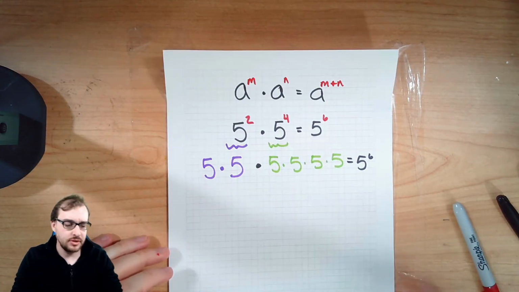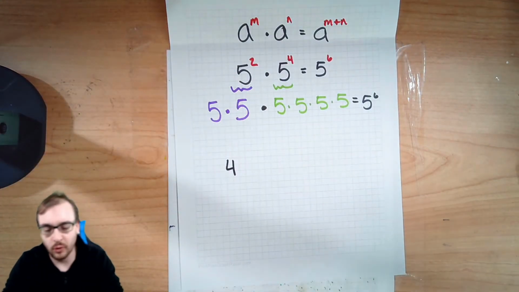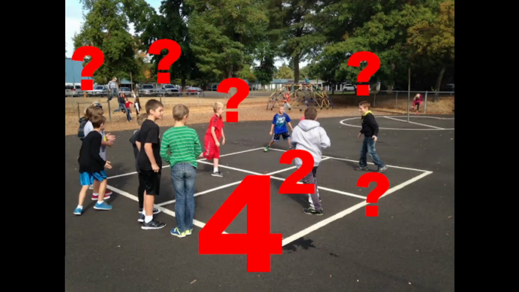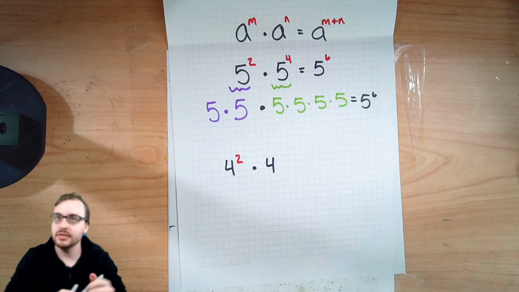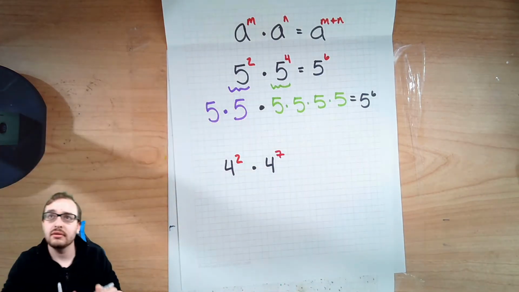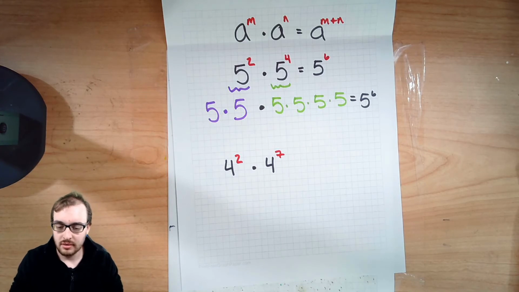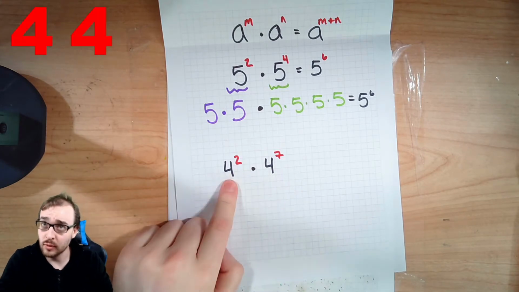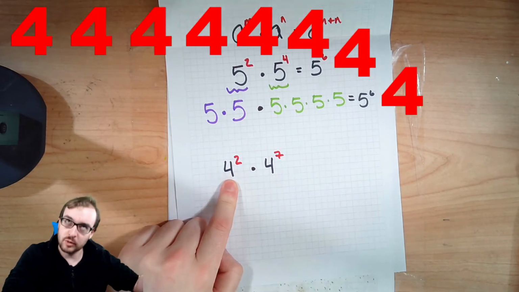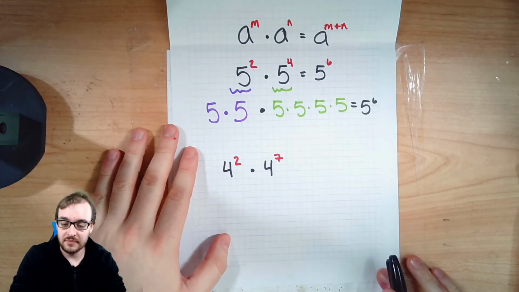So should work the same way for negatives, right? Let's do 4 squared, which is a fun game to play outside. And let's multiply it by 4 to the, let's get crazy, 4 to the 7th. Well, if I just did this, I'd get 9, right? I add them up. It makes sense. 4 times 4 times 4 times 4 times 4 times 4 times 4 times 4 times 4. 7 plus 2 would get us 9 fours, right?